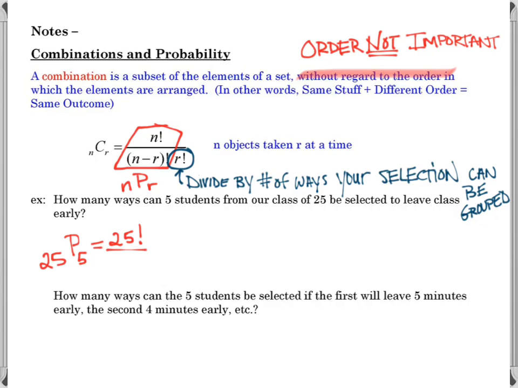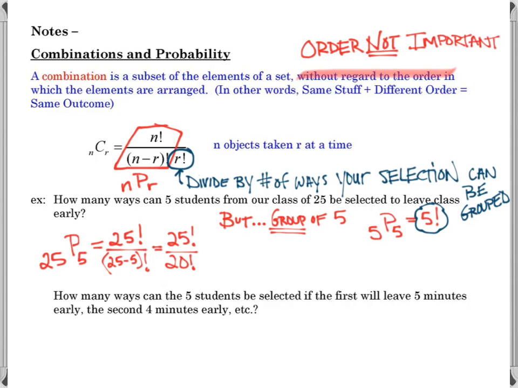So I have, how many ways could 25 students be selected to leave class early? It doesn't matter if you're the first person or the fifth person chosen, right? Just that you're part of that group. So from the 25 over this, and then we have to divide out the way that those 5 could be grouped, and that will give us our final piece. So a group of 5 could be 5 pick 5, which is 5 factorial, and that's what we divide through, which gives us our combination formula. And that would be our final answer.